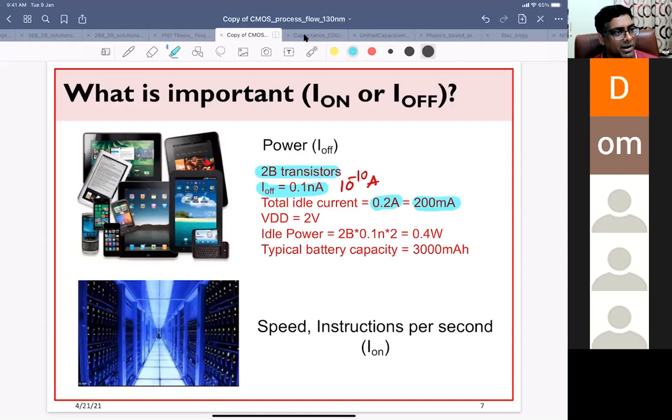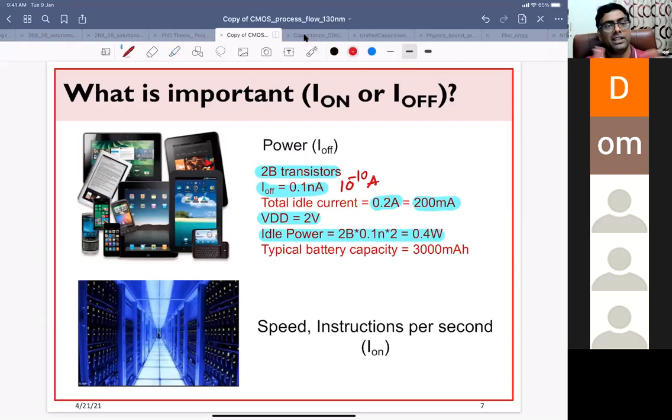Right? That is the power. This is the power of I off, right? Even a single transistor's off current is very low. I'm talking about 10 to the minus 10 amperes, right? 0.1 nanoamperes, right? Still the total idle current is 200 milliamperes. And if your VDD is 2 volts, the idle power is almost 0.4 watt, right?